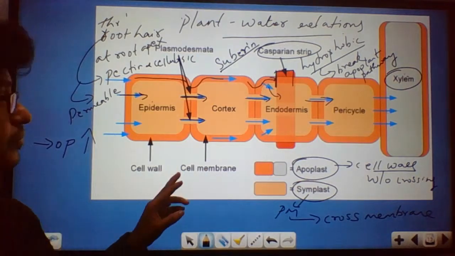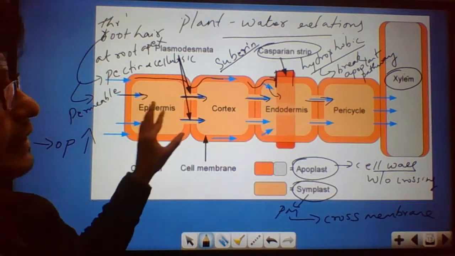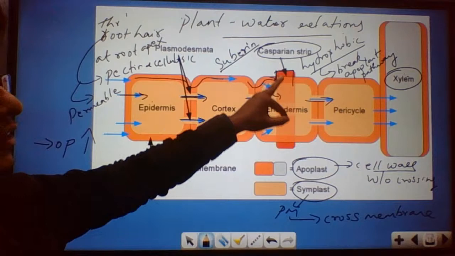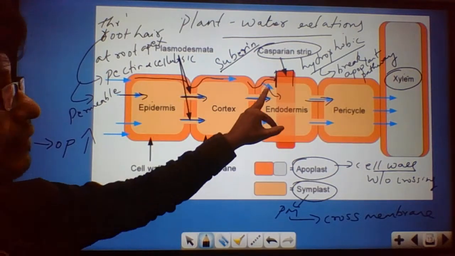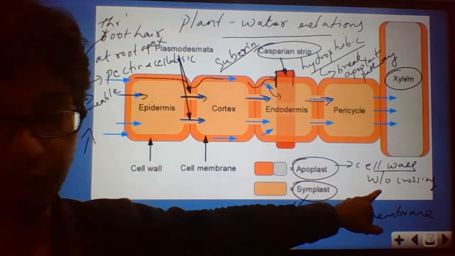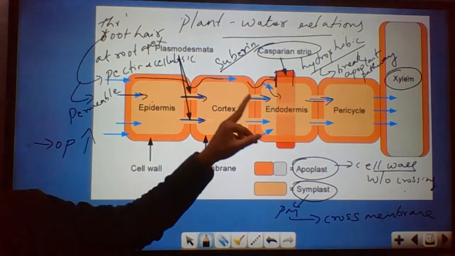Fine. So epidermis, cortex, then it goes to the endodermis. There are no such interruptions in the case of symplast, but in the case of apoplast, it's going through the cell wall, since it's not crossing any membrane. But when it reaches the Casparian strip in the endodermis, the apoplast stops. Apoplast means without crossing the membrane. So this makes the difference.